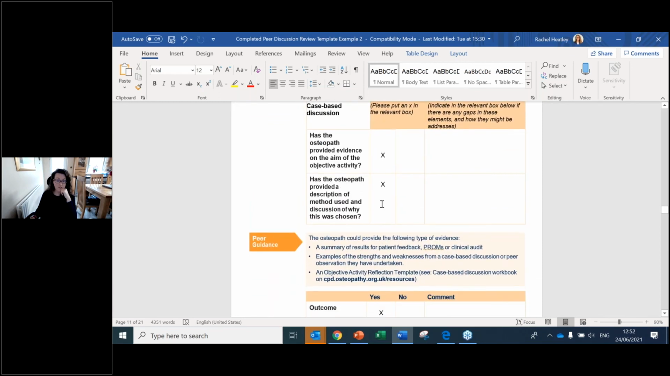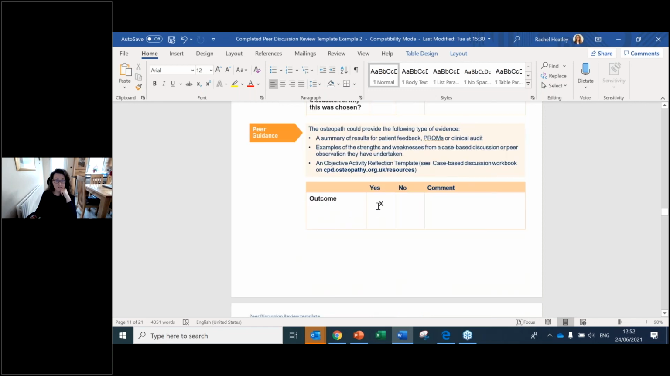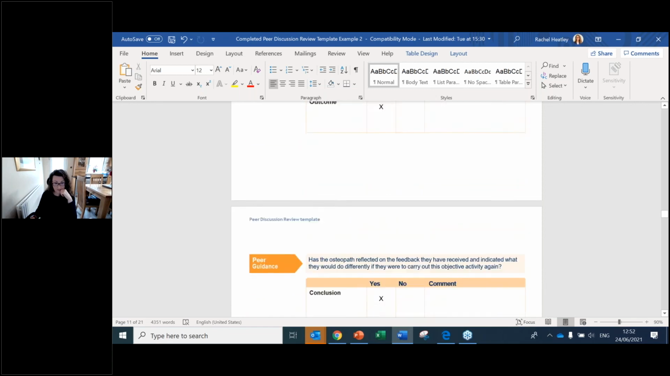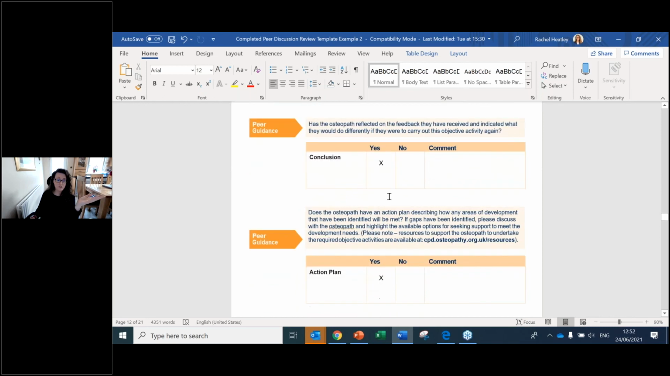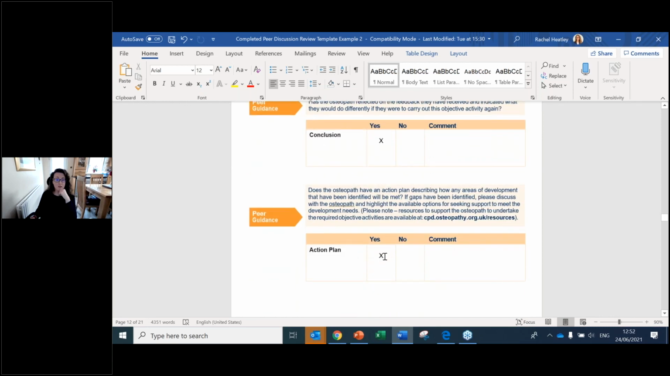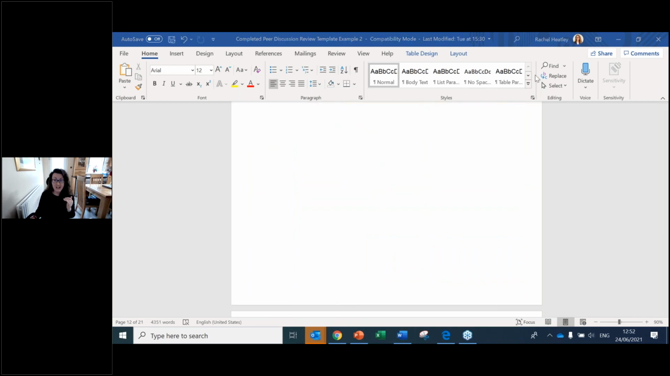And have they done these elements of it? Have they said why they chose case-based discussion? Did they talk about the outcome of the case? Did they talk about the conclusion, what the reflection was? And did they think about what actions they were going to undertake? If you complete that section and at the end get it signed off, that is that element of CPD signed off.